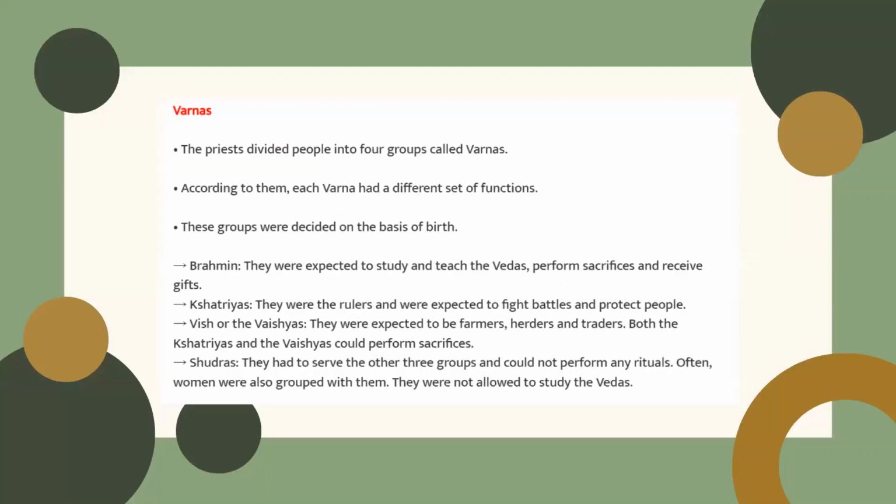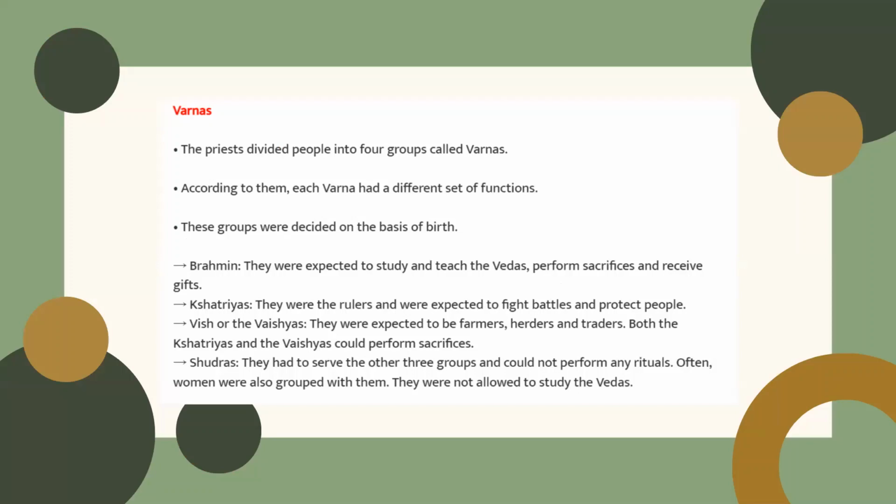So let's talk about Varna. During this period of time, communities were known according to their work. Like there were Brahmins who used to perform these rituals. There were Rajas. And then during this time, the priests divided the people into four groups, and these were called the Varna.